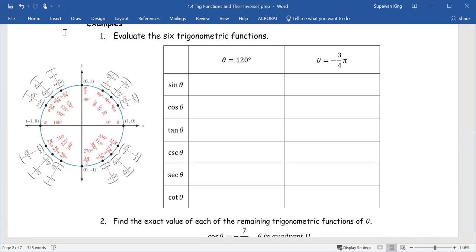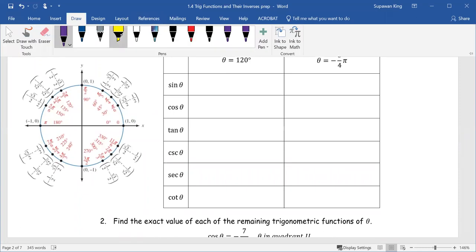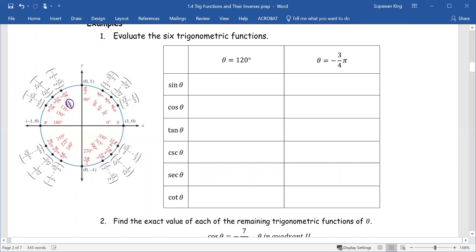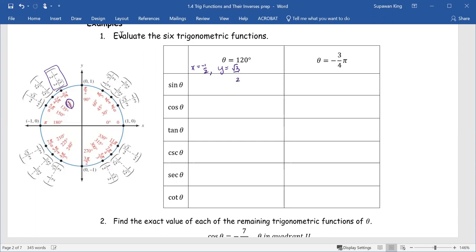Evaluate the six trigonometric functions. The first angle theta is 120 degrees. Let's locate it on the unit circle. We look at the ordered pair, negative 1 over 2, square root 3 over 2, which is the point on the unit circle. In this case, x is negative 1 over 2, y is square root 3 over 2. Sine theta is y over r. For the unit circle, r equals 1, so sine theta is exactly the same as the y value, square root 3 over 2.